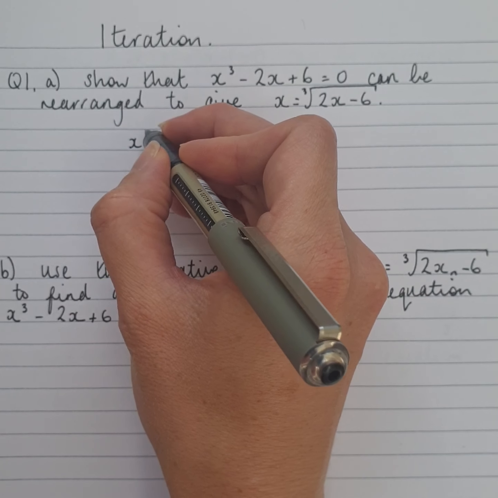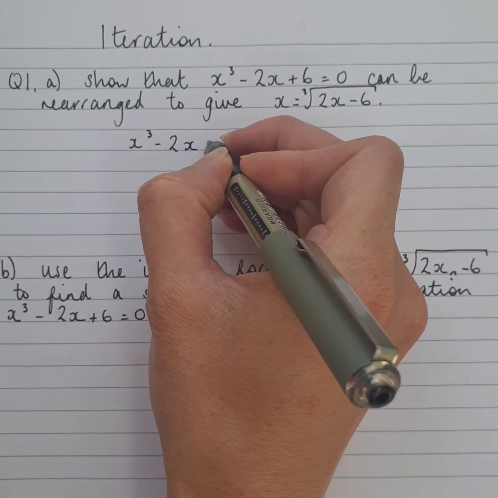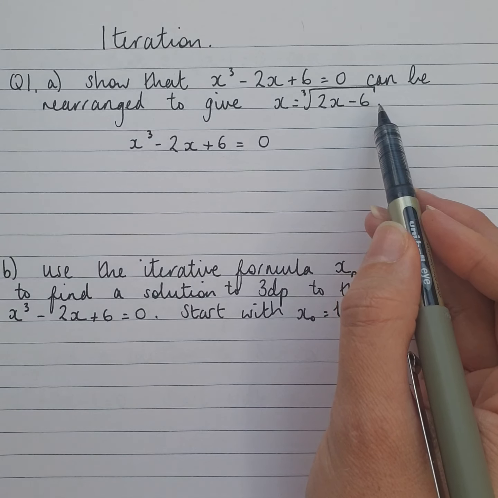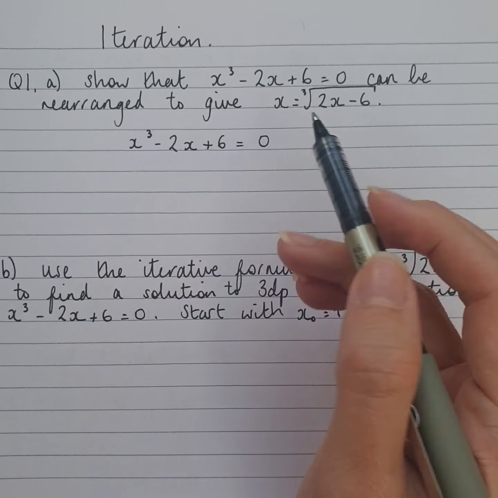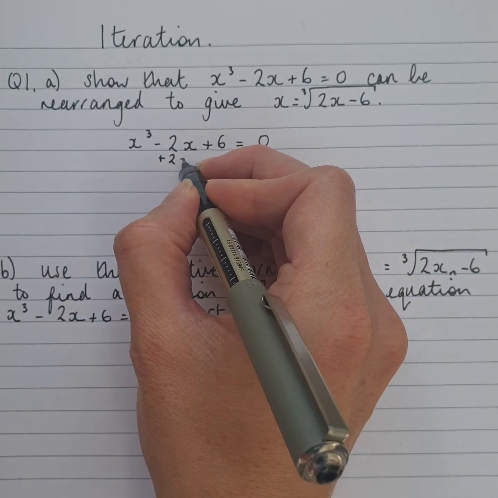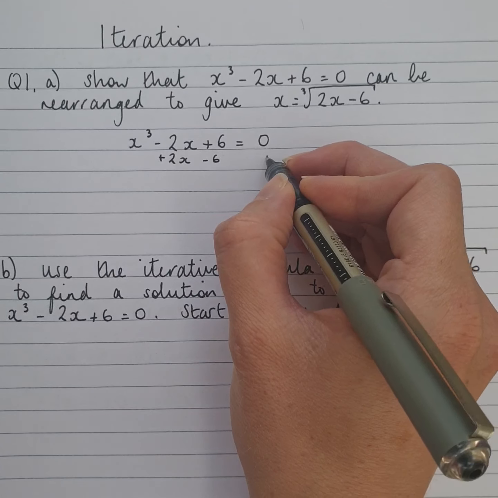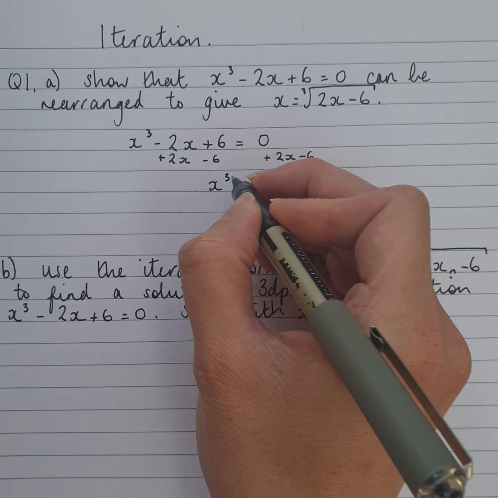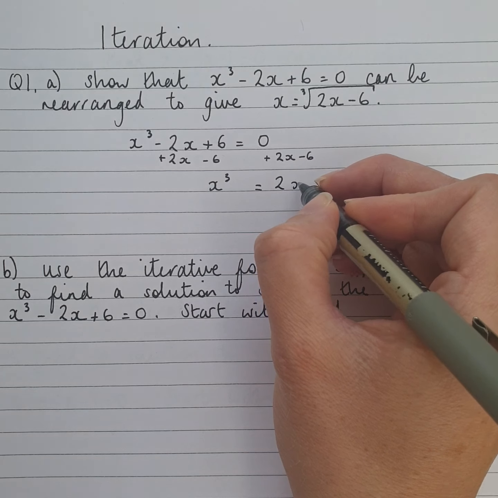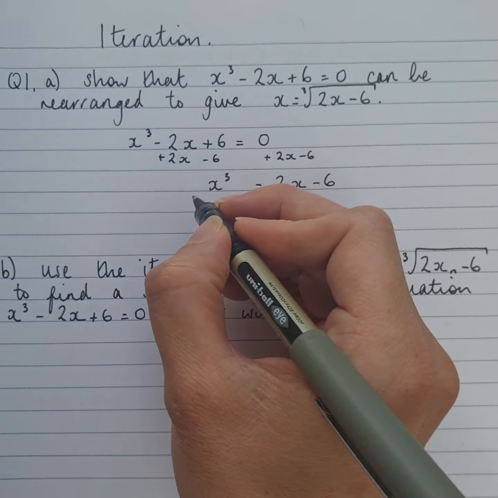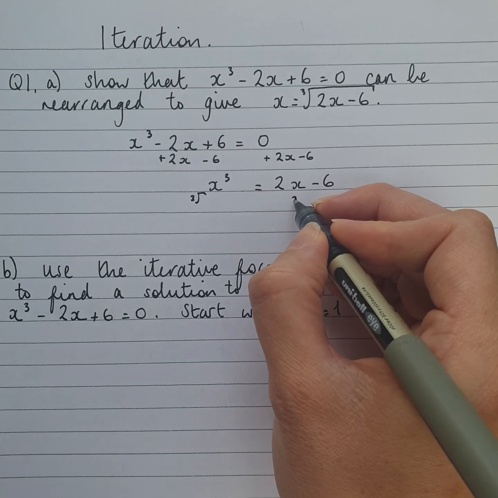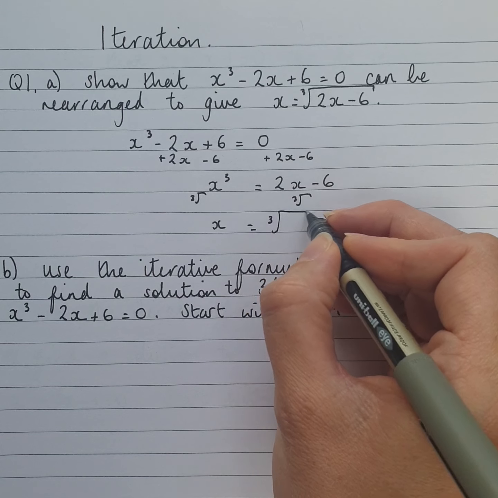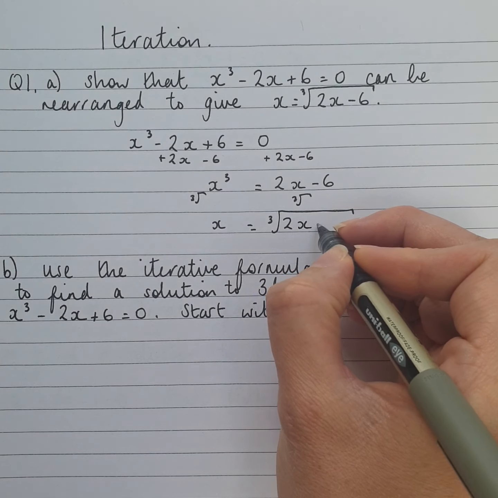So if we write it out, and we're trying to get it to look like this. Okay, so you can see that these two would be moved over. So we're going to add 2x and take away 6 from both sides. So we would have x cubed is equal to 2x take away 6. And then we are going to cube root both sides, so we have x is the cube root of 2x take away 6.